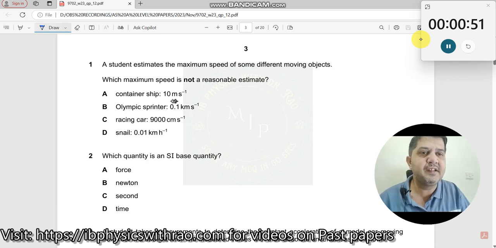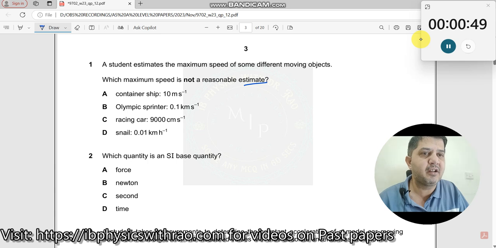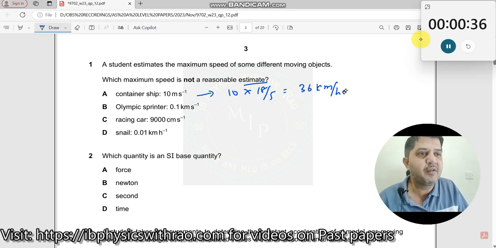So what you do, to understand which is a reasonable estimate or not, is convert this into kilometer per hour, because this is the one which we usually use. So therefore, if I convert it, it will be 10 into 18 by 5, which will be 36 kilometer per hour. Okay. So what did I do?